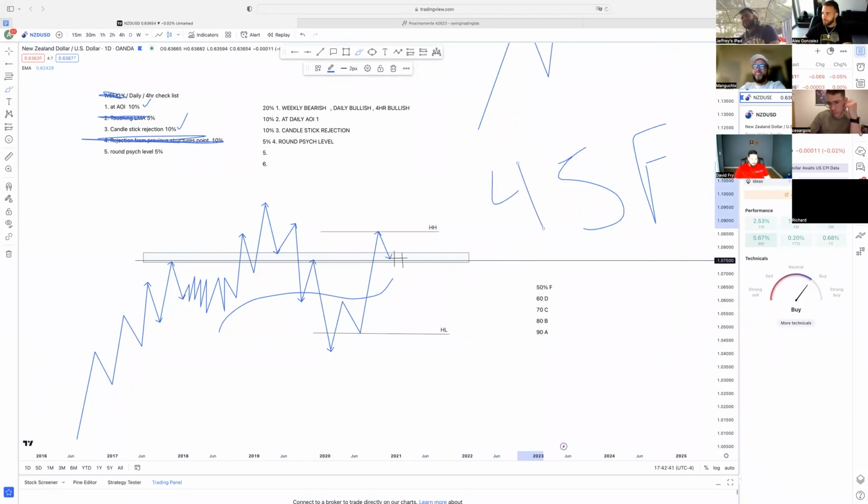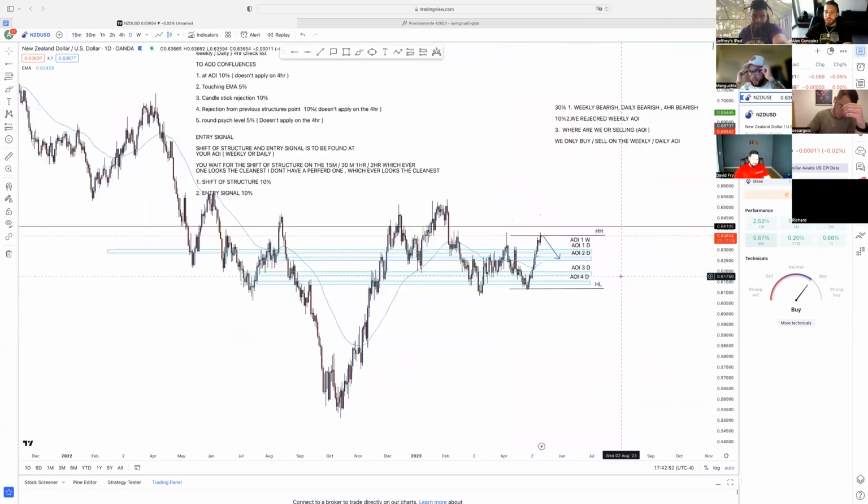Okay. So the round level is always at every 500. Yes, because that's just how I learned it and that's how I've been using it. So it's every 500. An example, the round psychological level.